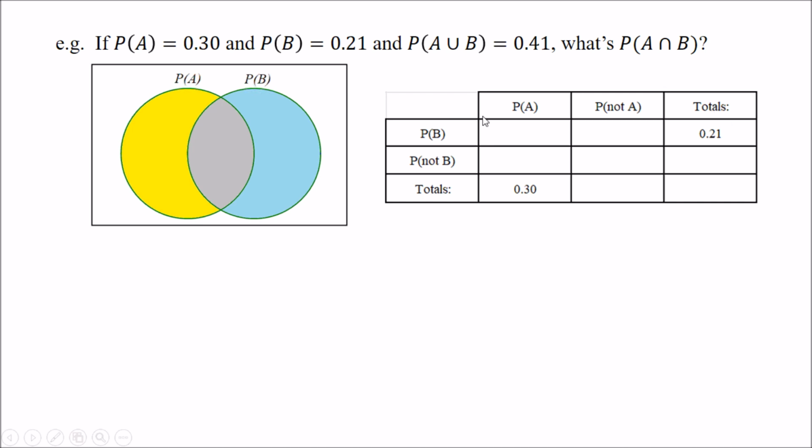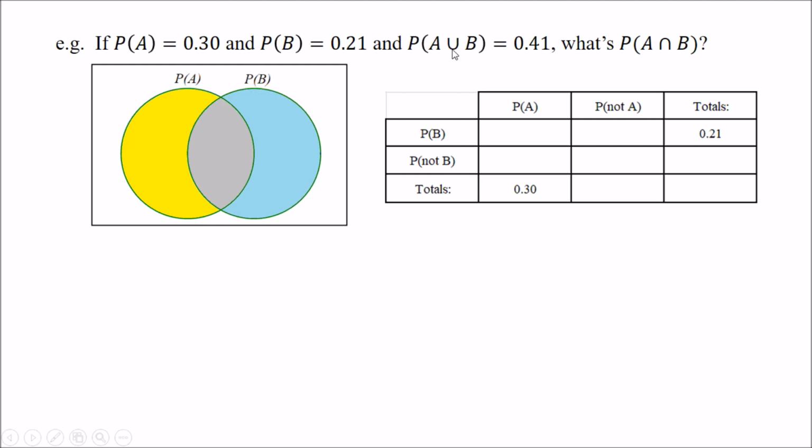A two-way frequency table is an easier approach to see. So I set up the probability of A in the first column, probability of not A in the second column, probability of B in the top row, probability of not B in the second row. And I was given the probability of A is 0.3, so I put that here. And the probability of B is 0.21, so I put it there.